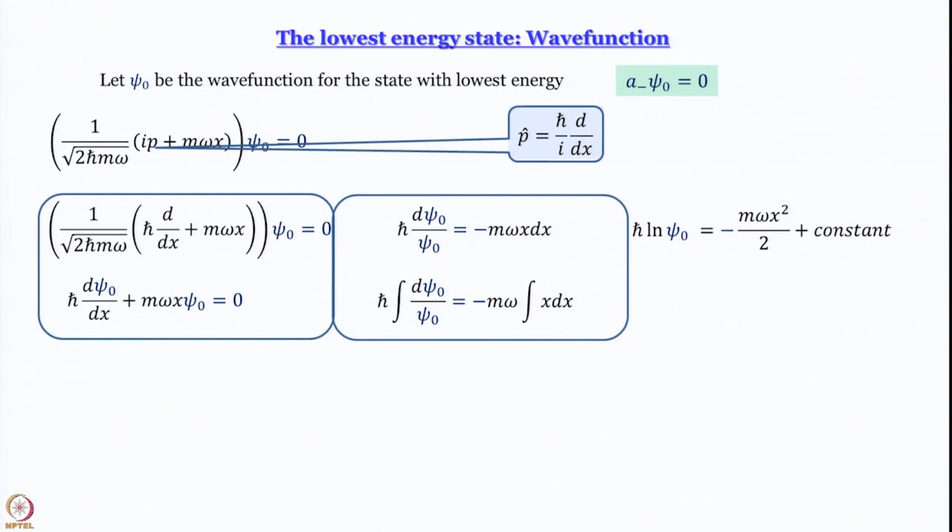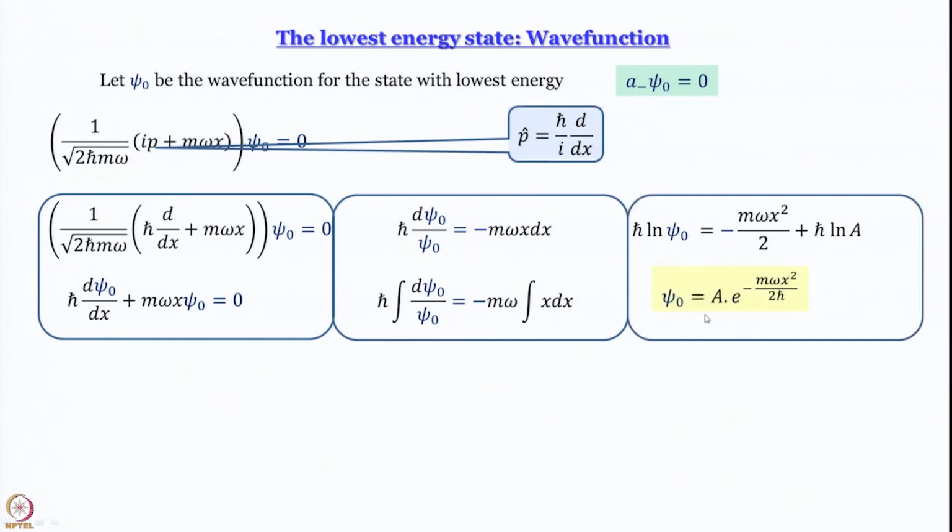Okay, pretty simple. Now, for the sake of convenience, I will write the constant in logarithmic form as well, because if I can bring it inside this log, then I can just take the antilog on both sides, raise both sides to the power of e, and I will get a nice expression. So, I will write this constant as ħ ln A. Then it becomes simple, you can just take it to the other side, it becomes ħ ln(ψ0/A). Then raise both sides to e, we get ψ0 equal to A multiplied by e to the power minus mωx²/2ħ, right, simple.